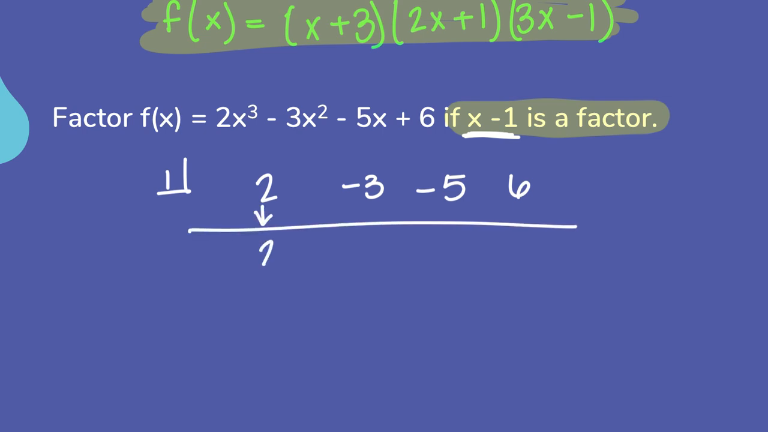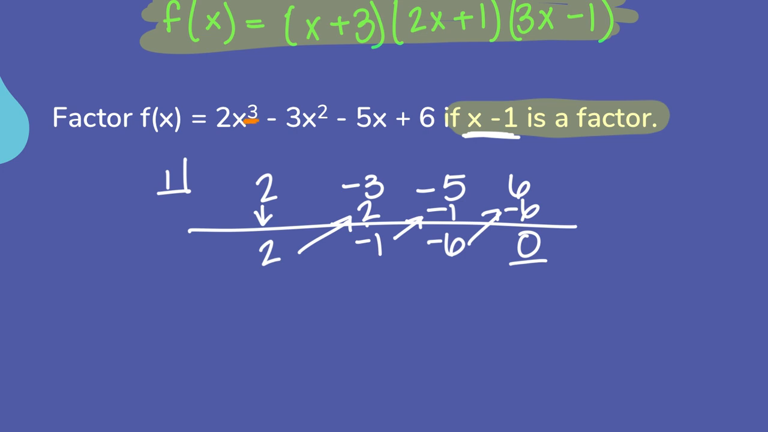Bring my first number down. Multiply, I'm going to get 2. Adding, I'm going to get -1. Then I'm going to end up with -6, and then this is going to be a -6, and I'm going to end up with 0 as my remainder. Okay, so because 0 is my remainder, I solved it correctly. Now let me go ahead and write out my quotient.